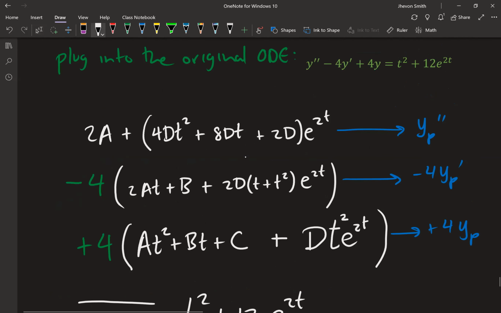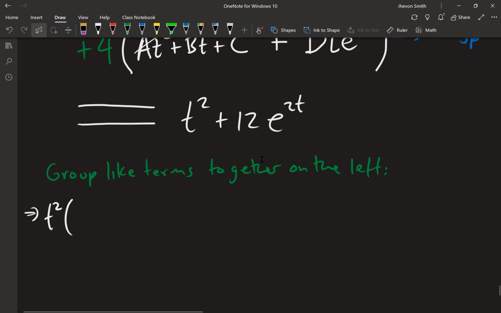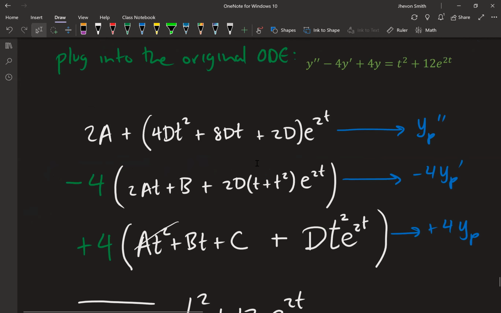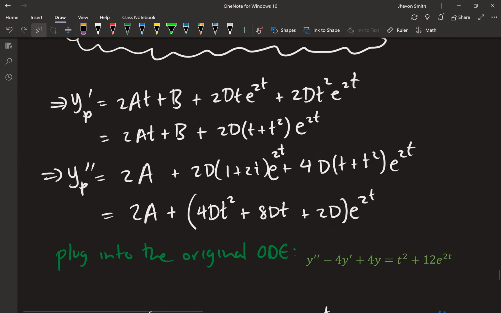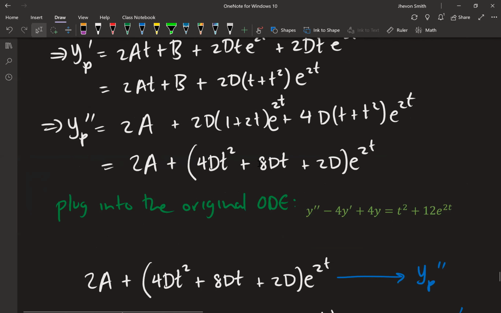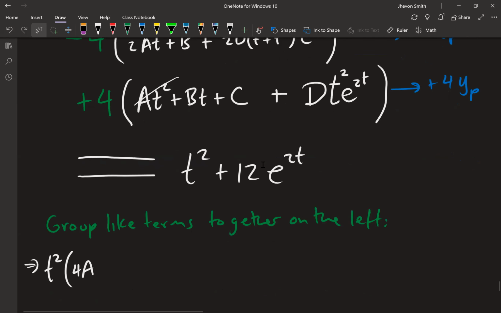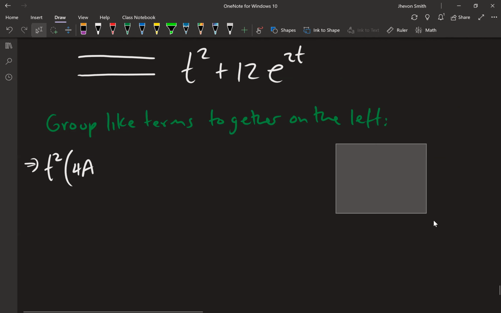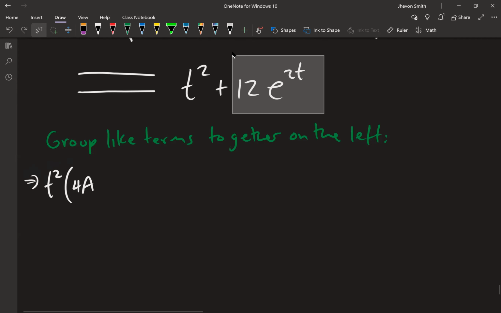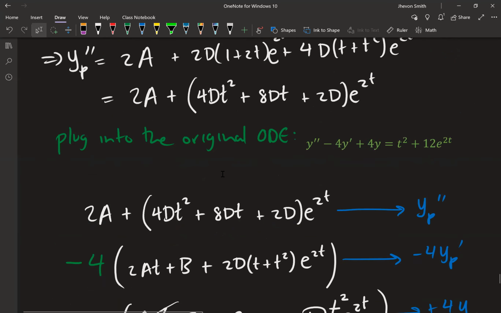Group the t squares, 4a. Well, one thing is, at least if you make a mistake here, a problem wouldn't be this long on an exam, but if you make a mistake, you probably should know because you're going to realize something is missing. I realized a mistake was made when I got to this position and I had 0 e to the 2t's on the left side, but there's supposed to be 12 e to the 2t's on the right side. So I can't have 0 e to the 2t's on one side and 12 on the other. That indicates to me, oh, I missed something. Something was off somewhere.